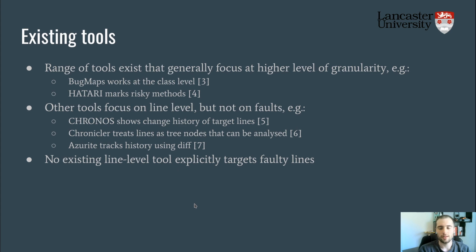that either focus at different level of granularity than line level, or they focus on the line level, however not on faults. So if we look at the first two tools, which are BugMaps and Hatari, they work at the class level or on the method level. Other tools which focus more on the line level, such as Chronos, Chronicler, and Azurite, they will look at the line level but not necessarily faults.